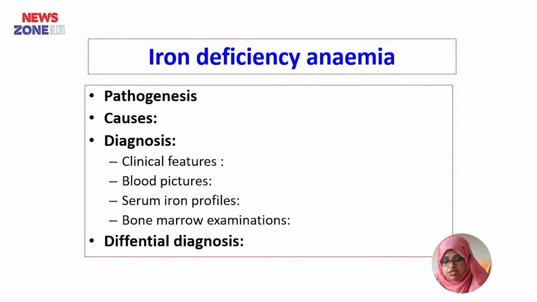In iron deficiency anemia, we have to know about the causes of iron deficiency, and then the diagnosis of iron deficiency anemia. We also observe the clinical features and the blood picture. We can do serum iron profile, we can also do bone marrow examination, and we also have to do the differential diagnosis, and exclude the differential diagnoses from iron deficiency anemia.